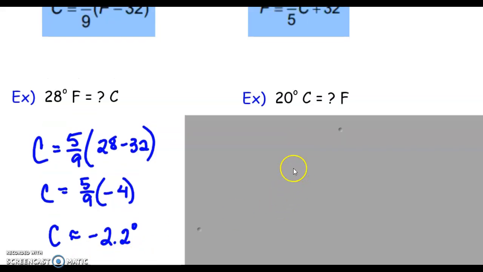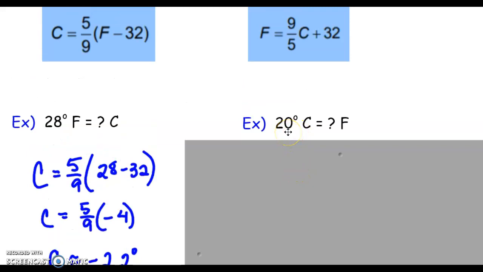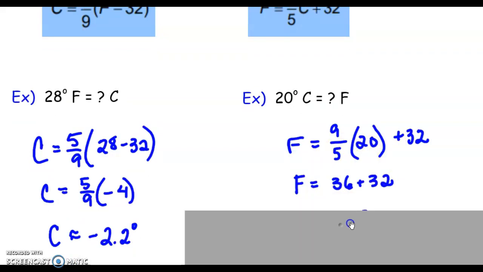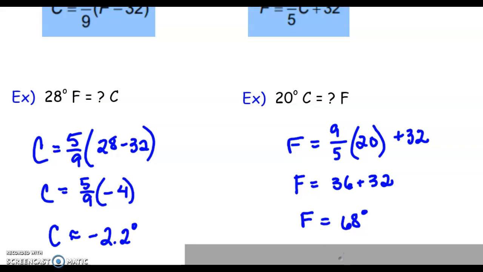It makes sense. Now for the other one, if I'm given the Celsius and I want to know what the Fahrenheit temperature is, I'm going to choose the formula that has the F by itself. And just like before, you plug it in, you simplify your expression here and get 36 plus 32 and a final answer of 68 degrees.